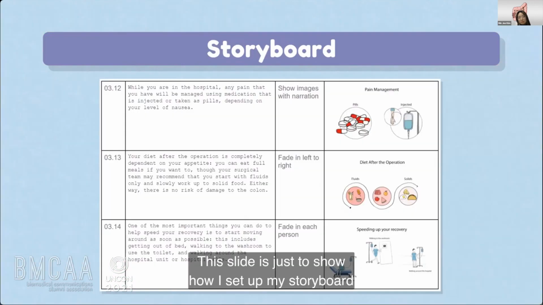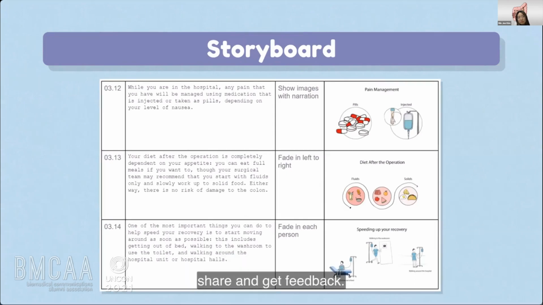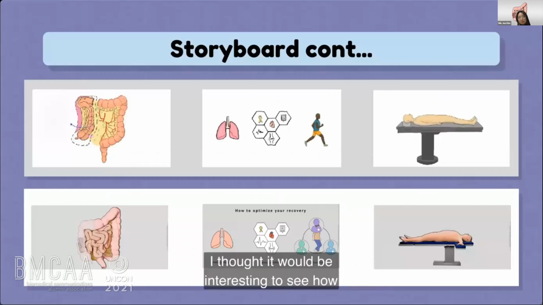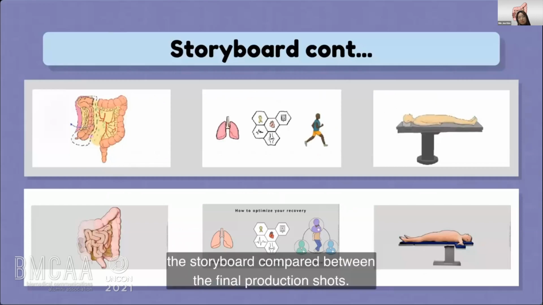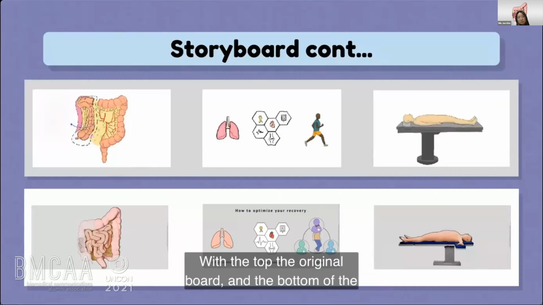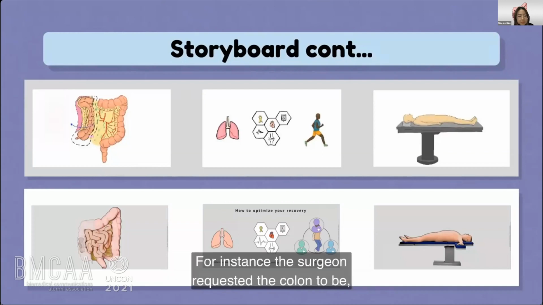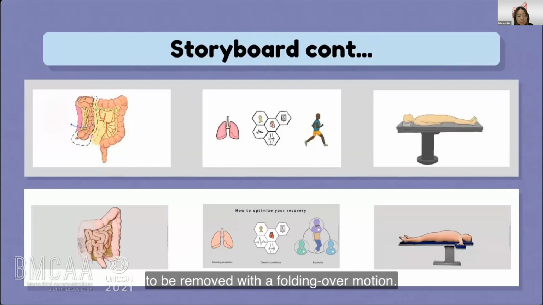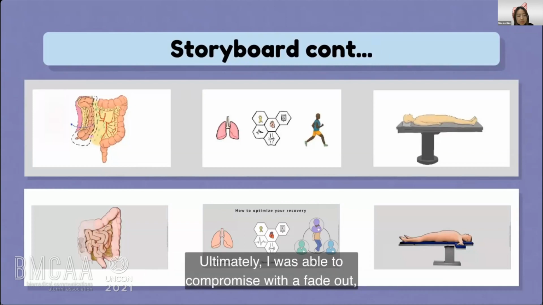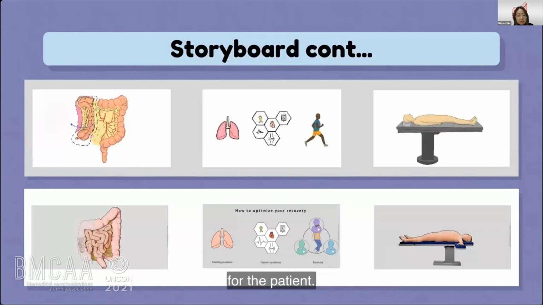This slide is just to show how I set up my storyboard on a Google document, which made it easier to share and get feedback. I thought it would be interesting to see how the storyboard compares to the final production shots. So the top is the original storyboard, the bottom is a screen capture from the final animation. Overall, I stayed consistent with the 2D images, but I had to simplify the 3D scenes. For instance, the surgeon requested the colon to be removed with a folding over motion. Ultimately, I was able to compromise with a fade out, partly due to time constraints, and I thought it could also be potentially confusing for the patient.